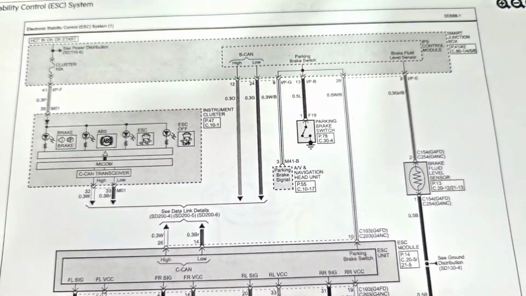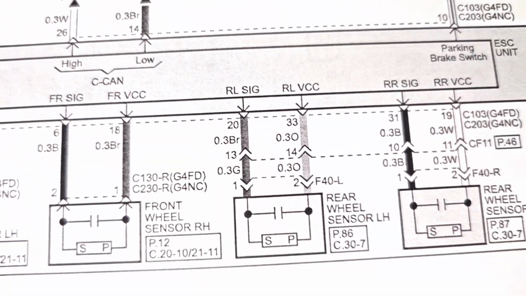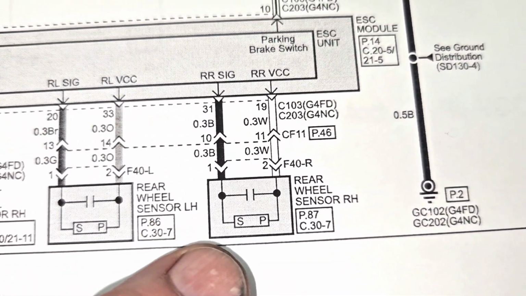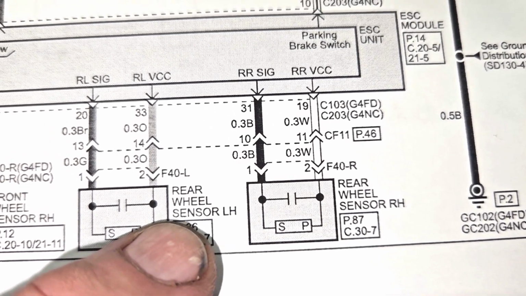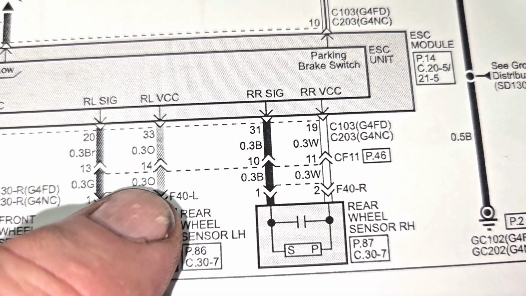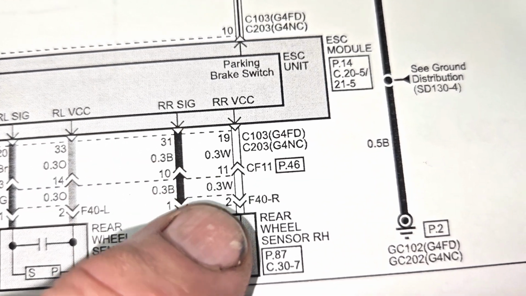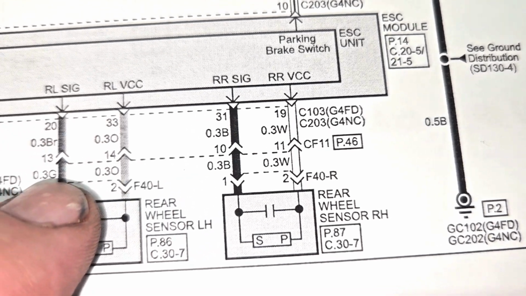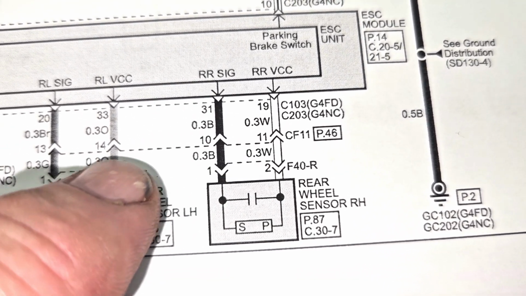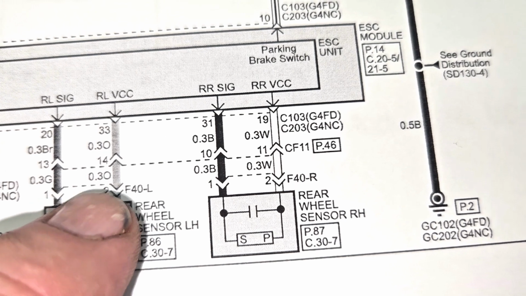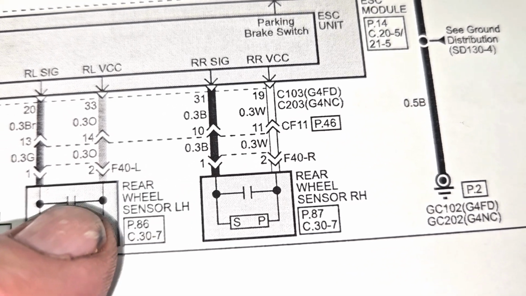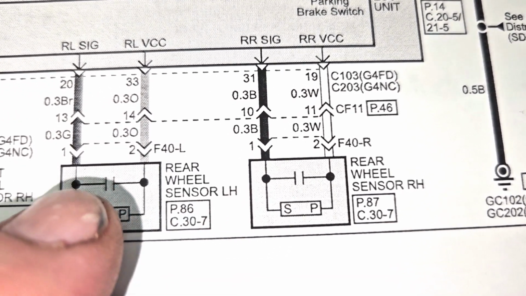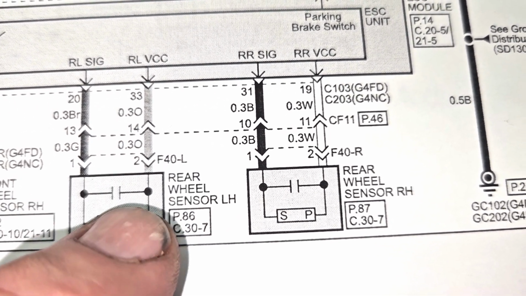Okay, here is the wiring schematic for the rear speed sensors. Here is the ESC module. These are the rear speed sensors, right and left. And so we have these wiring harnesses coming from the ESC module to the speed sensor. We have this big harness, a CF11, which is probably more towards the front of the vehicle, maybe kick panel on the driver's side or passenger side possibly. And then we have the actual connectors at the speed sensor. So we're going to do some swapping.